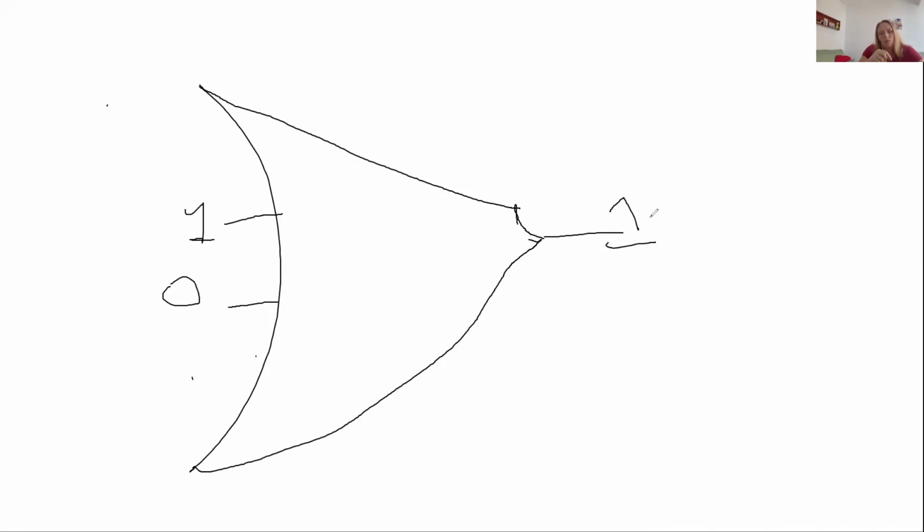So the OR gate is basically either or. If one input is positive, the output will be positive. If both inputs are negative, then the output will be negative. And if both inputs are positive, the output will be positive. So this is a little bit more of a flexible gate.